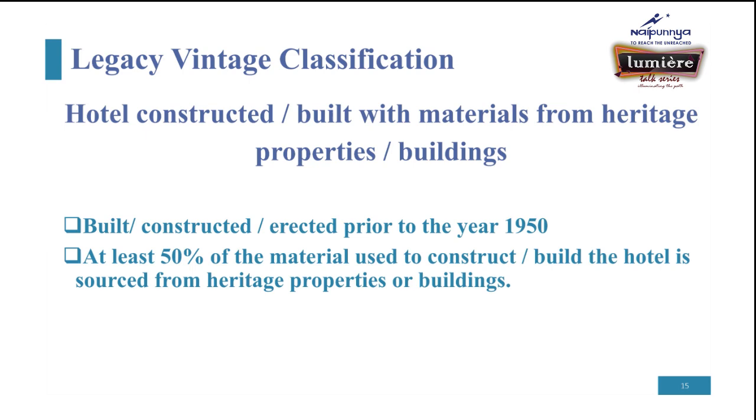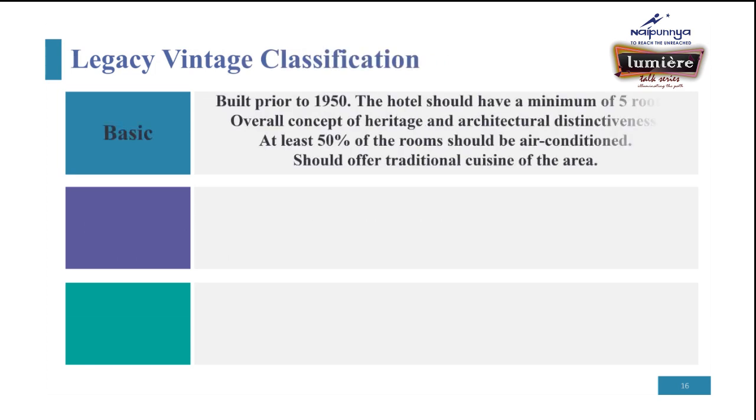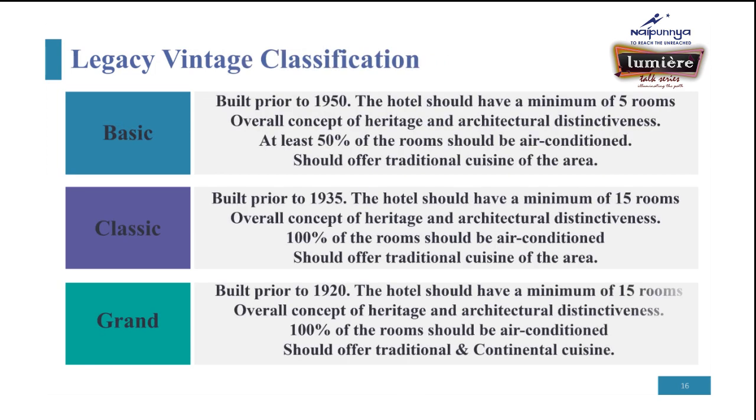The third standard classification in India is legacy vintage classification. Hotels that are constructed from materials of a heritage property or building are known as legacy vintage hotels. As in the case of heritage hotels, legacy vintage hotels also have a condition: the building should be built prior to 1950 and at least 50% of the material used to construct the hotel should be from the heritage property. Legacy vintage classification is also divided into three: legacy vintage basic, legacy vintage classic and legacy vintage grand.